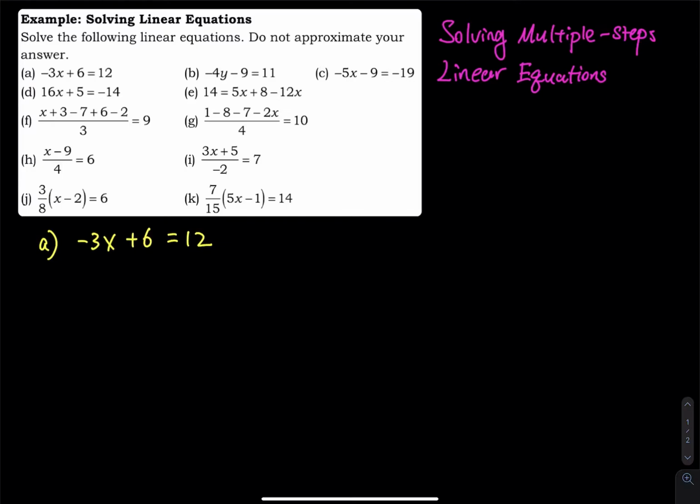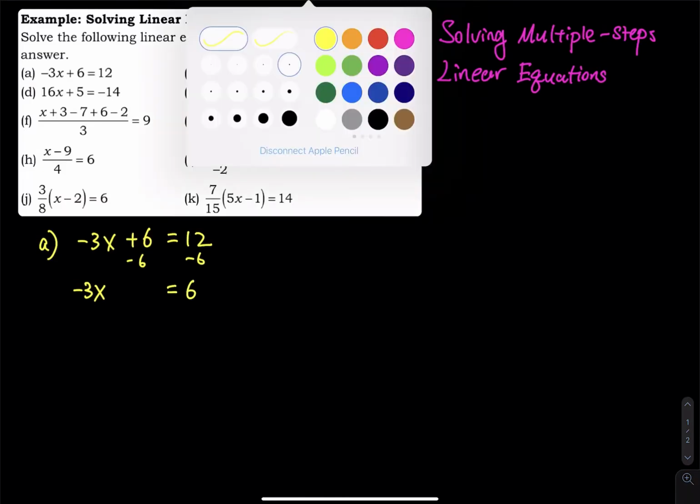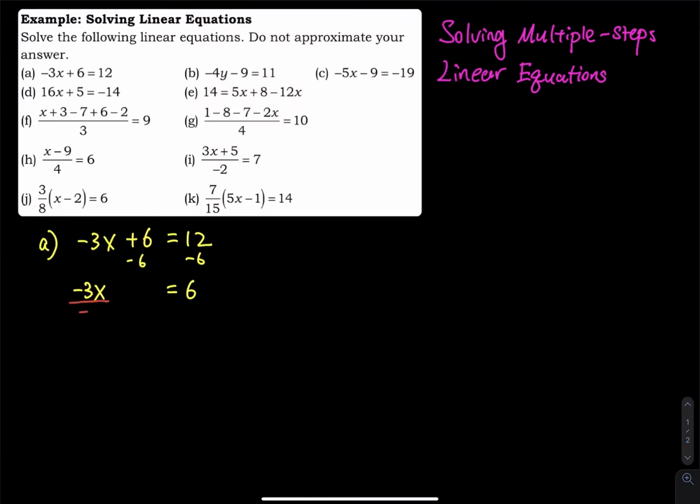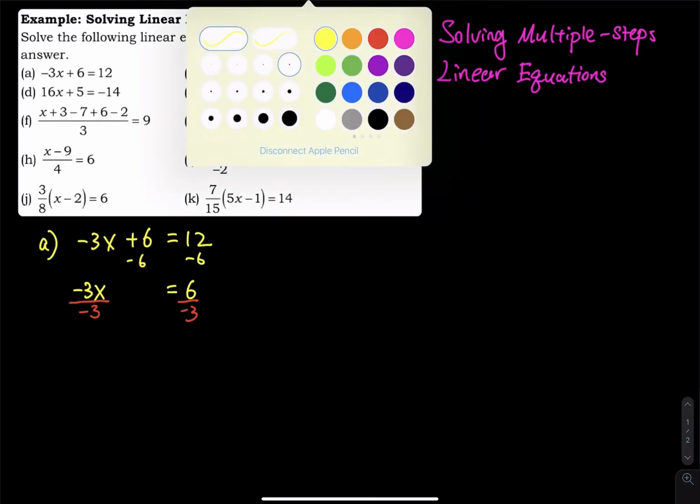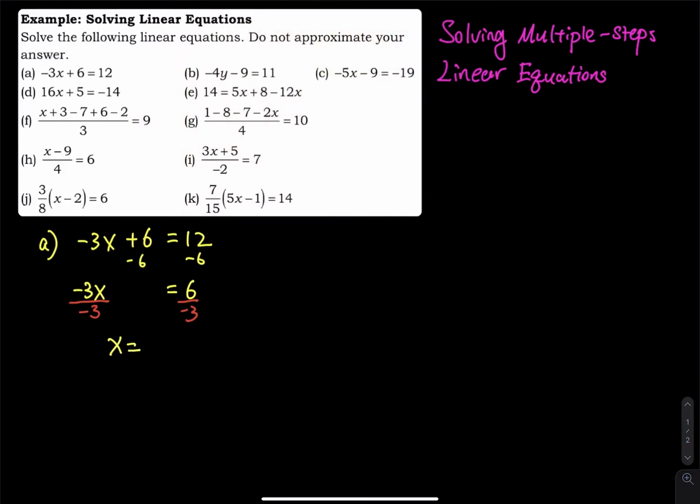One of the ways to do it is, you subtract 6 on both sides. So you have negative 3x, 6 minus 6 is 0. 12 minus 6 is equal to 6. And then you divide both sides by the coefficient, negative 3, because negative 3 is in front of x. Whatever number is in front of x, we will divide both sides by that. So in order to let x stay on one side, negative 6 divided by negative 3, you have x equals negative 2.